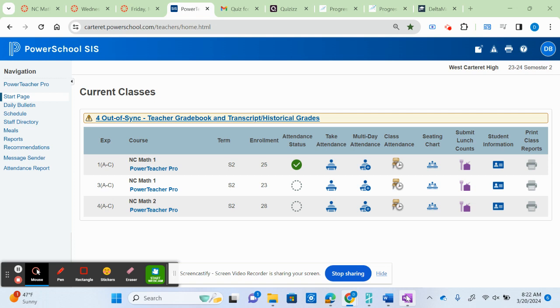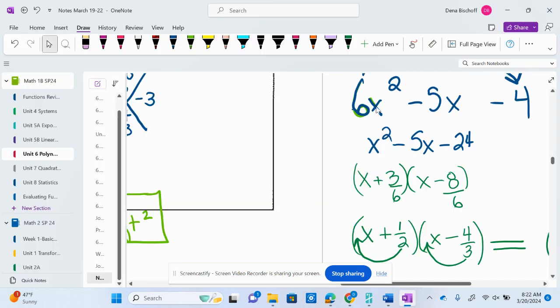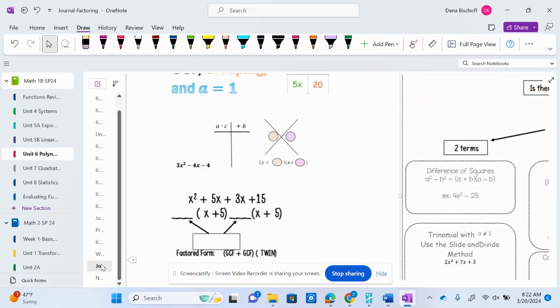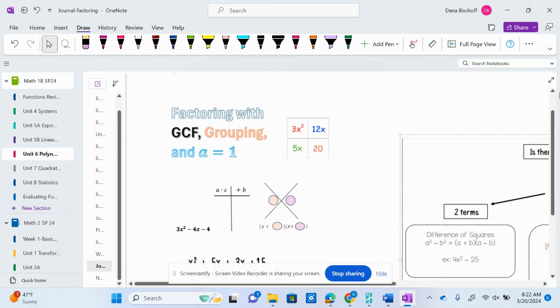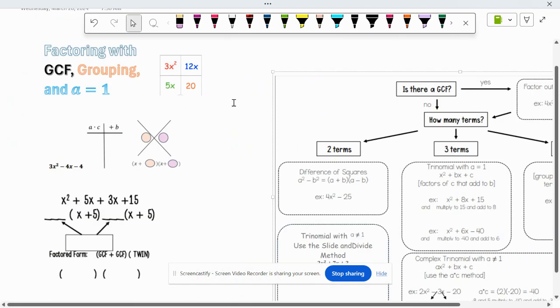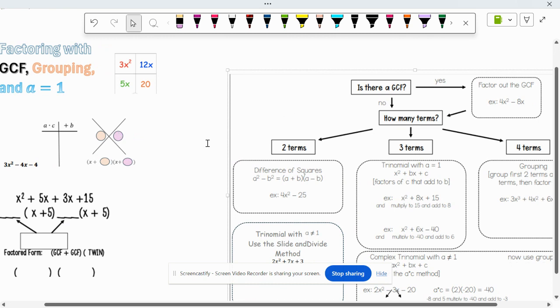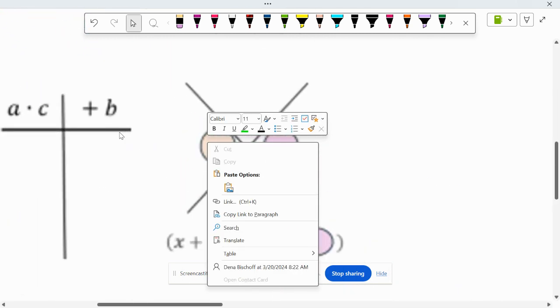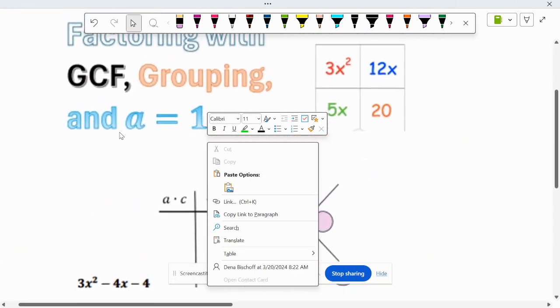Of factoring written down and some good examples. Okay, so we're going to go to our journal. So this is what your journal looks like for today. This is how to factor. So we're going to start off with kind of explaining all of these.